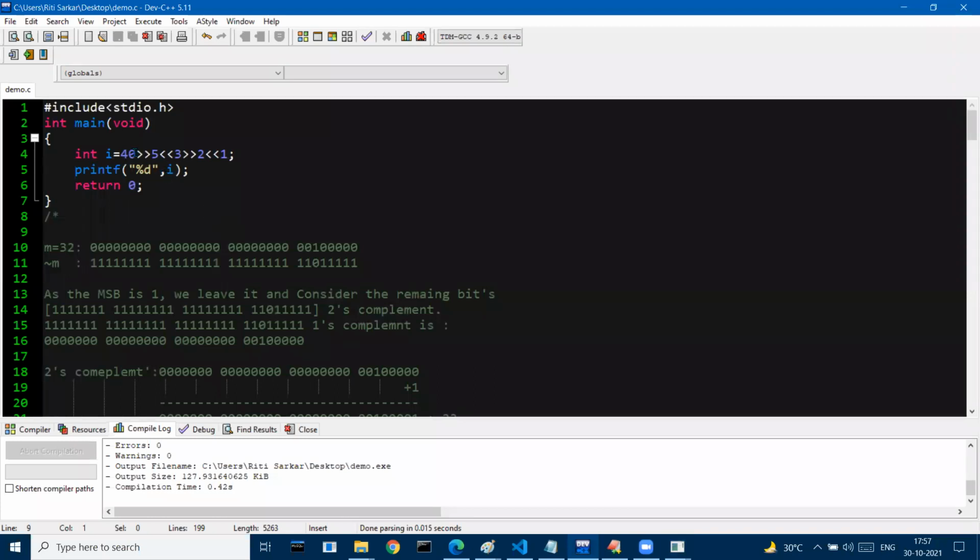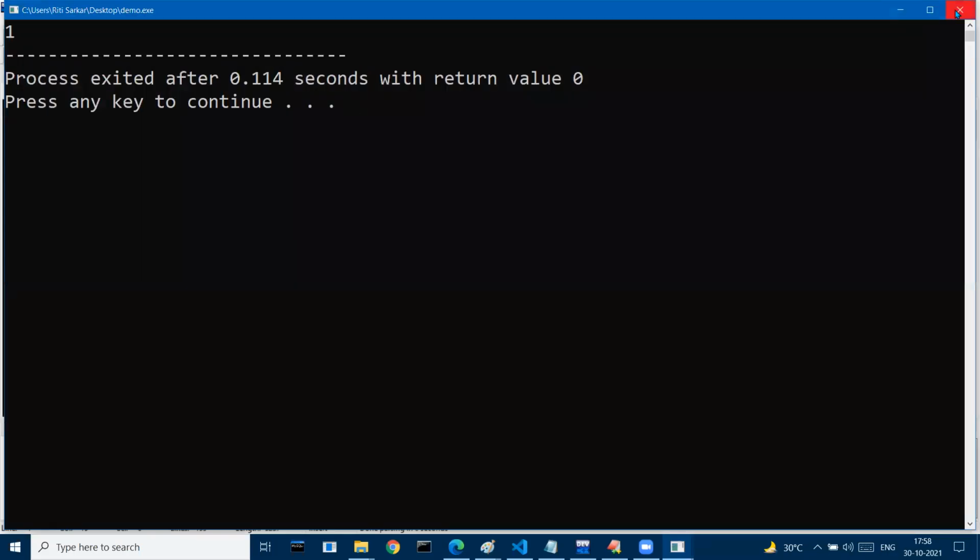Let me go for another one. I is equal to 10 greater than 9 greater than 7 less than 8. Tell me, guys, what is the answer? Yes, Chetan, your answer is correct. Yes. 1 is the answer. Execute, compile and run. Simple.